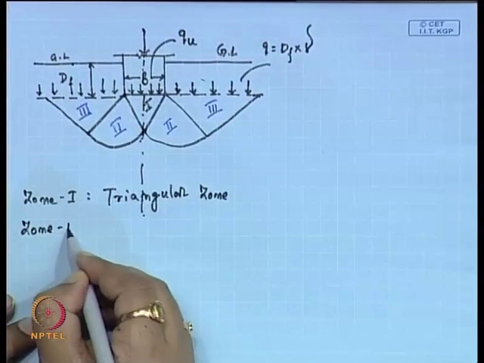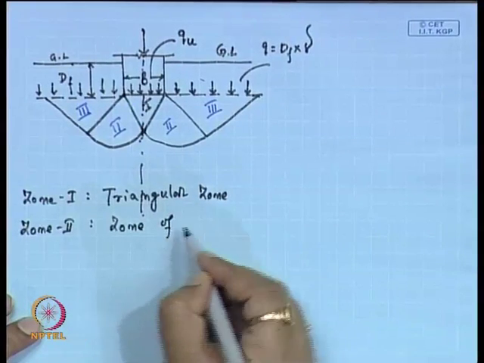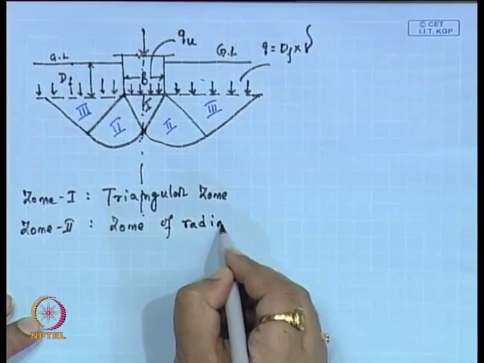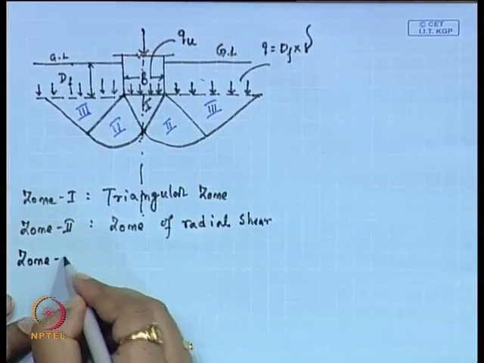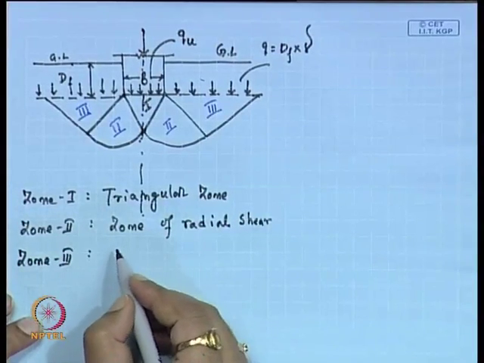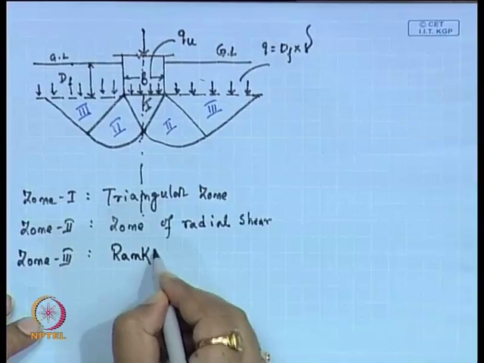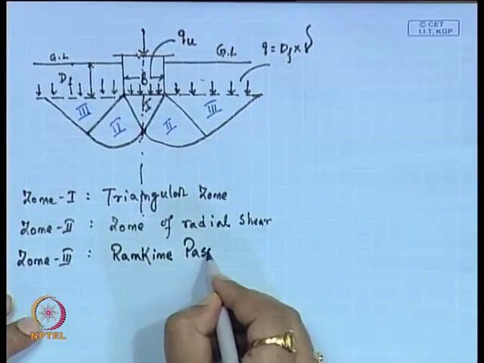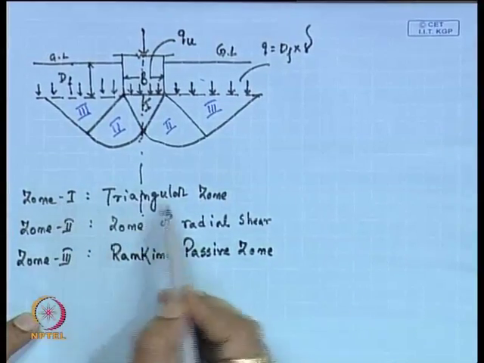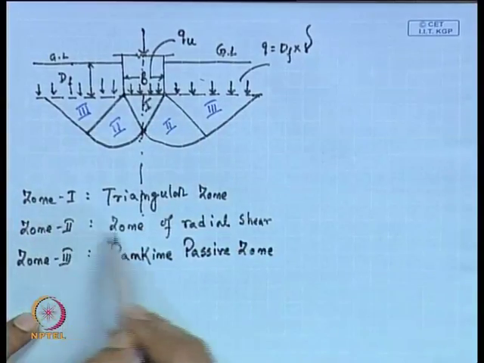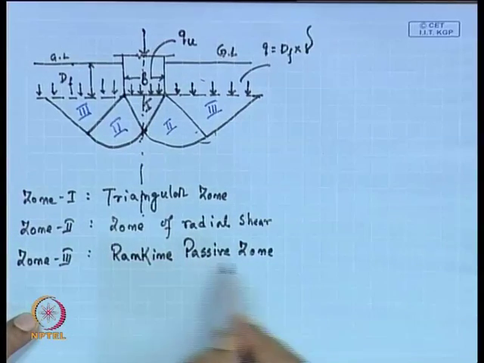Now, similarly, zone 2 is called the zone of radial shear. Now, zone 3 is the Rankine passive zone. So, these are three zones. The first zone is the triangular zone, this triangular part. The second zone is the zone of radial shear, meaning this zone and this zone. And the third zone is the Rankine passive zone.